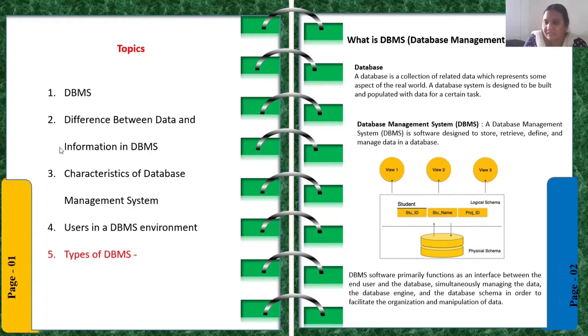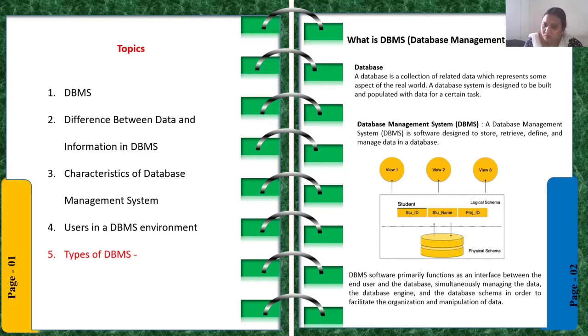So how are we going to store it in the database? For example, you can see in this image we have different types of views: view 1, view 2, view 3. In that we have the students data: student ID, student name, and project ID. In that we have a schema, meaning we are storing the data. It is a simple pictorial form to identify what the DBMS is.